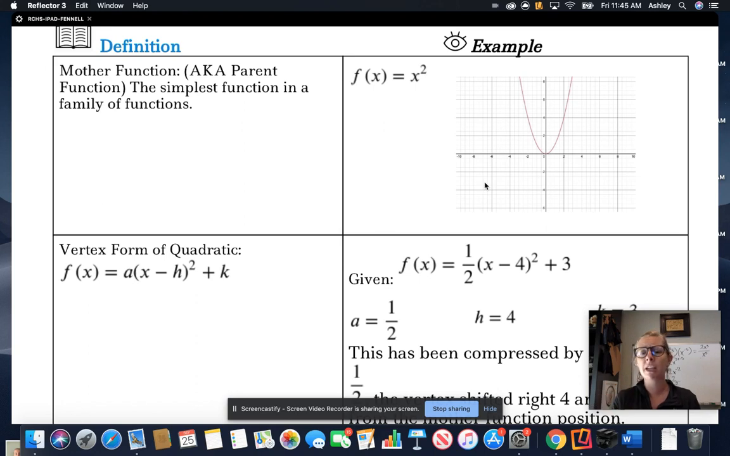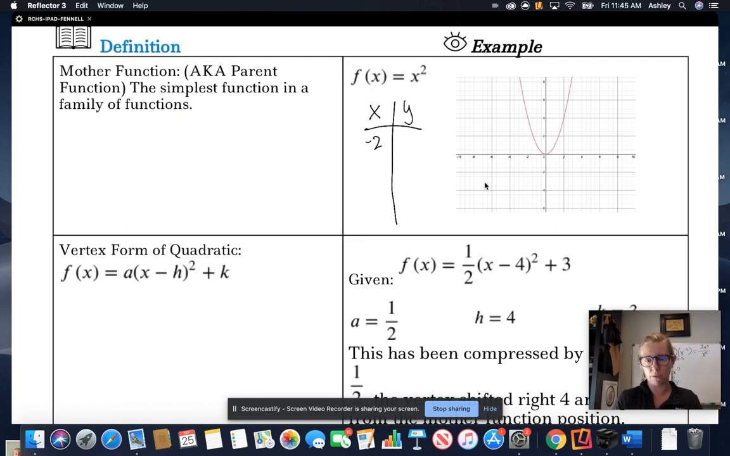You want to get really comfortable with what this graph looks like. You also want to get really comfortable with what the basic table of this looks like. So when I plug in -2, squared is 4, -1 gives me 1, 0 gives 0, 1 gives 1, 2 gives 4, right? So get really comfortable with these three things. This is the most basic version of a quadratic function.